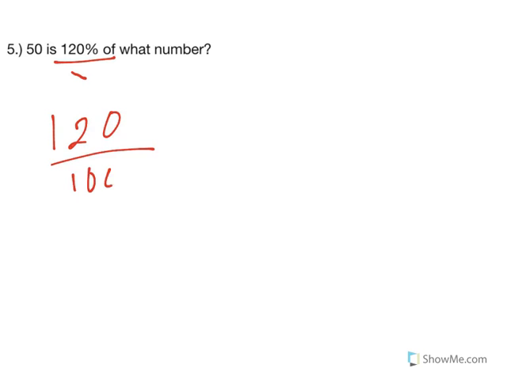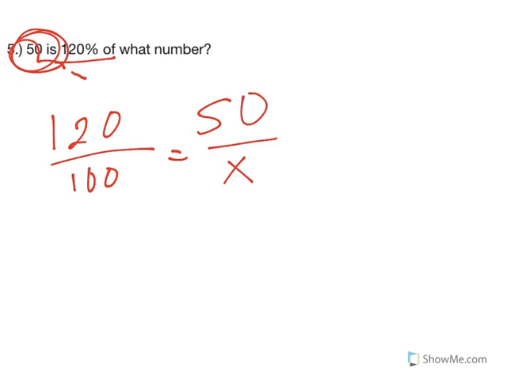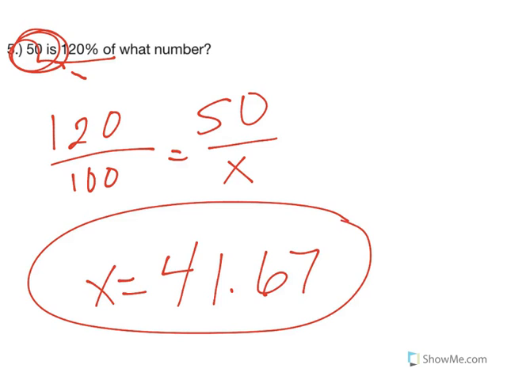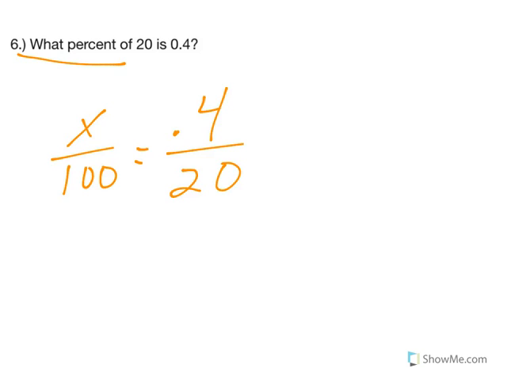Number 5, 50 is 120% of what number? Percent over 100. 50 is goes on top. Cross multiply and divide, and x equals 41.67 rounded to the nearest hundredth. Number 6, what percent? So again we have x over 100 is 0.4 of 20. Cross multiply and divide, and we end up with 2%.